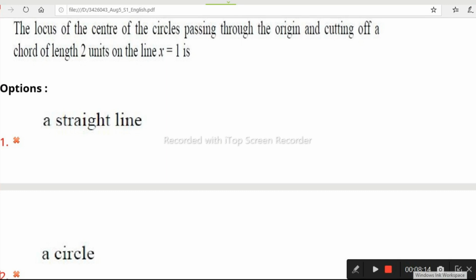So I will draw the figure. So this is a circle passing through which point? Passing through 0, 0, the origin, and cutting off a chord of length 2 units, as given. Yes, this is the chord. What is the chord's equation given? X equals 1, and the circle is passing through the point 0, 0. We want the locus of the center of the circle.